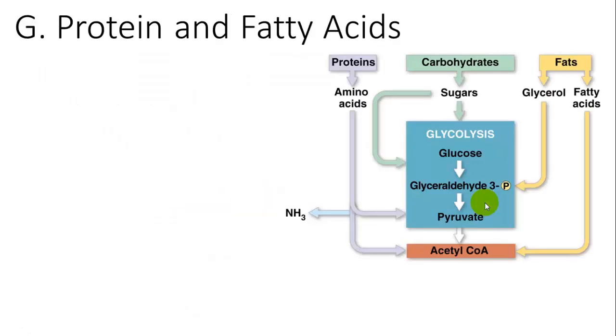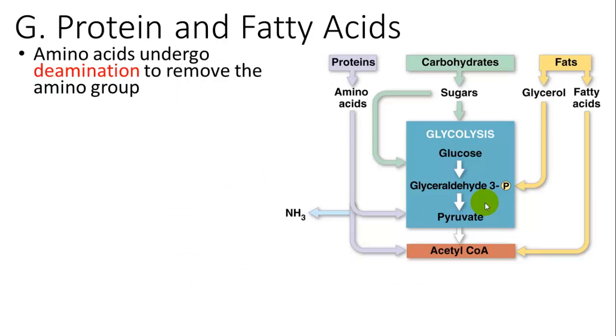Finally, other forms of macromolecules can also be used for energy. Amino acids, in order to be used, you have to take off the amino group. All those carbons can be used, but the amino group cannot be used. So it has to go through a process of deamination to remove the amino group. And then it can be converted into pyruvate or acetyl-CoA or some other intermediate.